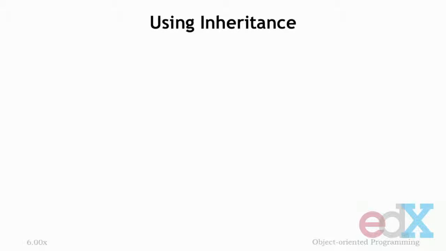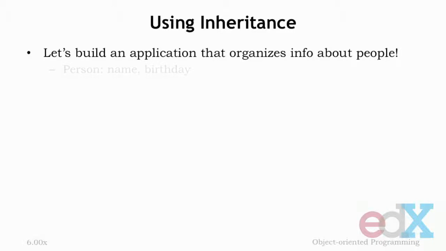Now let's turn to an example that shows how inheritance can be used to our advantage. We'll start by building an application that organizes information about people, and we'll create a person class, an object that we can use to represent people. In our very simple example, our person will have a name and a birthday, and we'll provide interface methods for getting the last name of a person.